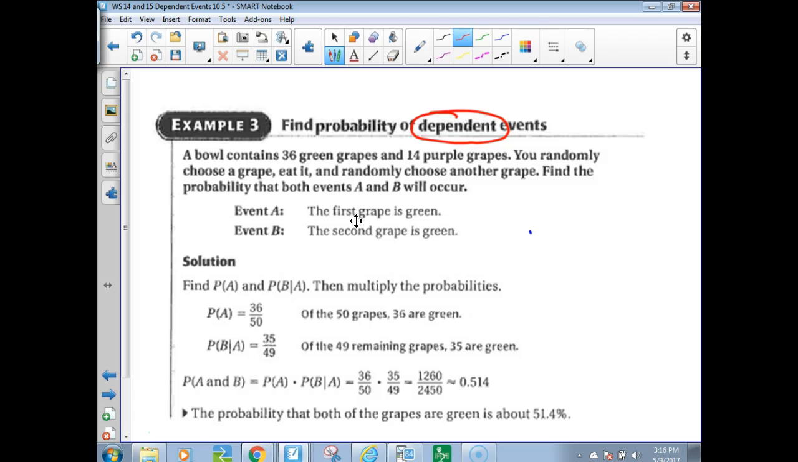All right, so the first event A, first grape is green, the second grape is green. I'm just going to do this with you. So how many grapes do we have in all? 50? Okay. To get a green grape on the first try, you're going to do 36 out of 50. Times now you ate it. So how many green grapes are left? And how many grapes are left though? 49 out of in all. And so you have to multiply those two probabilities. The numbers get rather large and then reduce.